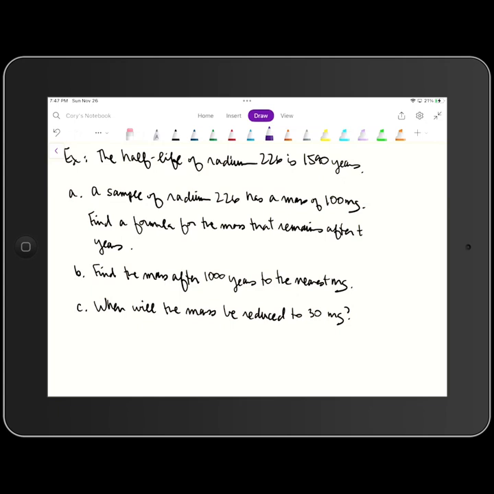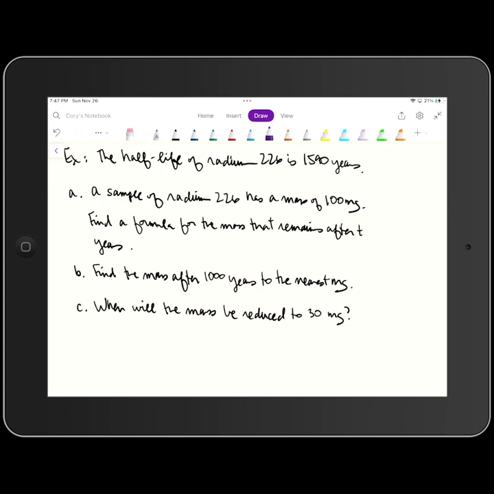Part A says a sample of radium-226 has a mass of 100 milligrams. And then we're asked to find a formula for the mass that remains after t years. In part B, it says find the mass after 1,000 years to the nearest milligram. And in part C, when will the mass be reduced to 30 milligrams? Okay, so let's go ahead and work this one out.